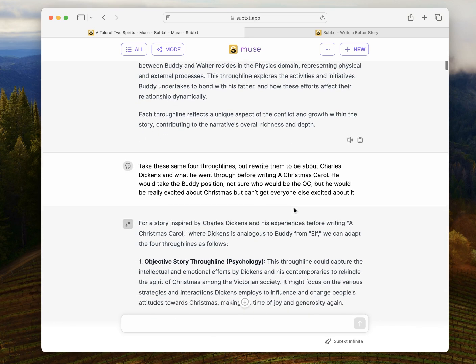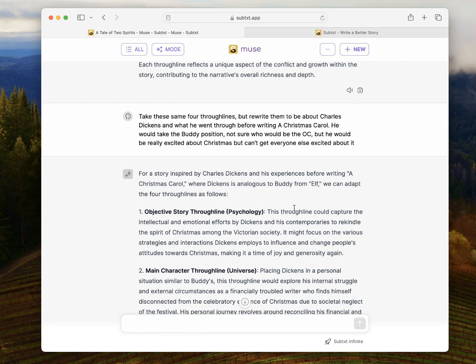So then the next step, what I thought would be fun is I said, take those same 4 through lines, but rewrite them to be about Charles Dickens and what he went through before writing A Christmas Carol. So I was just thinking a high concept idea like Shakespeare in Love, where the romance that he was involved in was a precursor to Romeo and Juliet. I believe that's what he was working on.